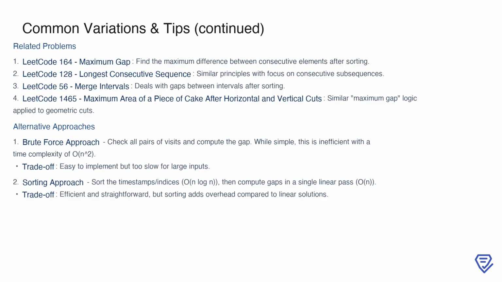Now, when it comes to alternative approaches, the brute force method is the simplest and involves checking all possible pairs of visits to compute their gaps. While easy to implement, this method is highly inefficient with a time complexity of O(n squared), making it unsuitable for larger inputs. A more practical approach is sorting the timestamps or indices, which has a time complexity of O(n log n), followed by a single linear pass to calculate gaps. This strikes a good balance between simplicity and efficiency, though the sorting step does add some overhead.